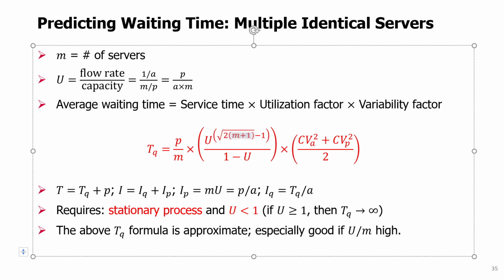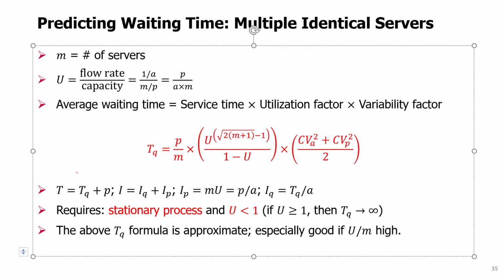So if you see here, if M is equal to 1, 1 plus 1 will be 2, times 2, it will be 4. So we'll have square root of 4. That will be 2. And then subtracting 2 minus 1, we'll get 1. So basically, for M equal 1, this power for U will be equal to 1. But if M is 2 or 3 or 4, there will be some other numbers more than 1. Everything else is the same. So we have division by 1 minus U. We have the variability factor calculated in exactly the same way.